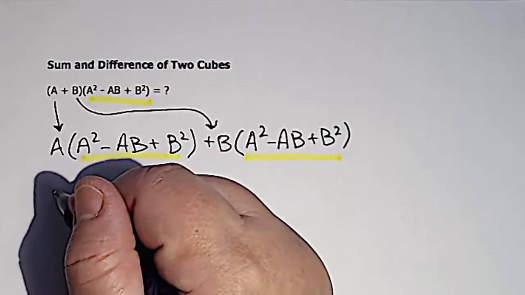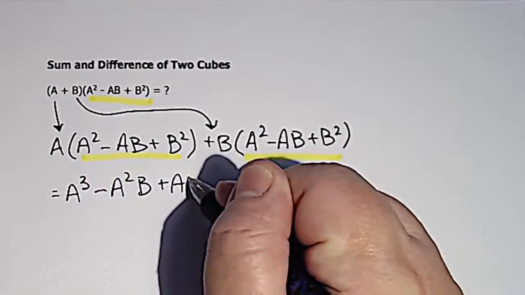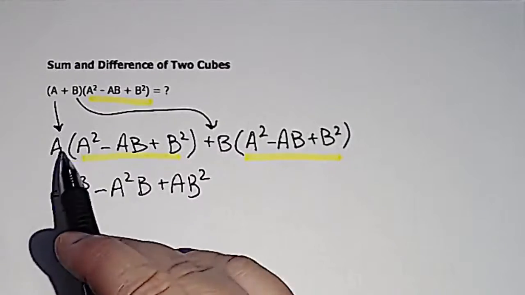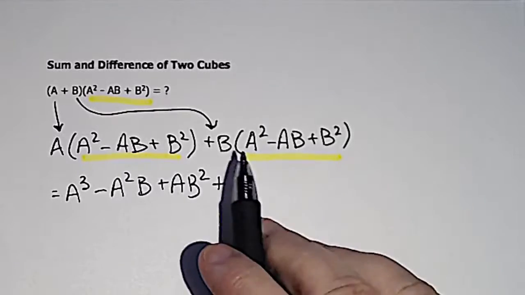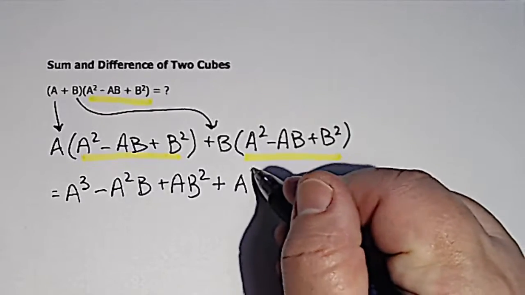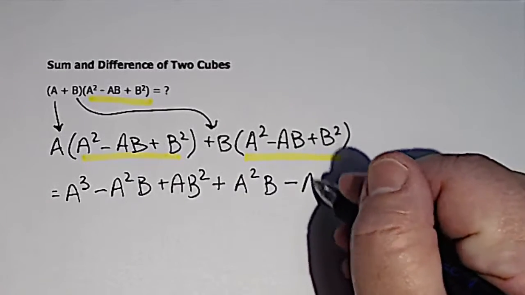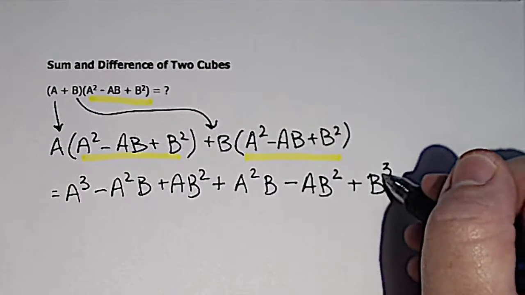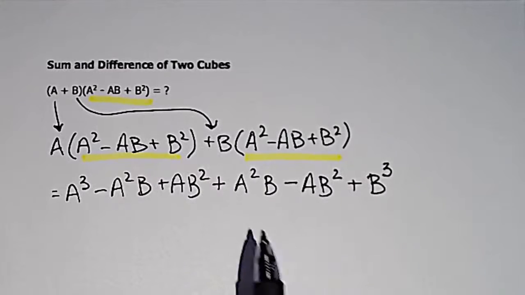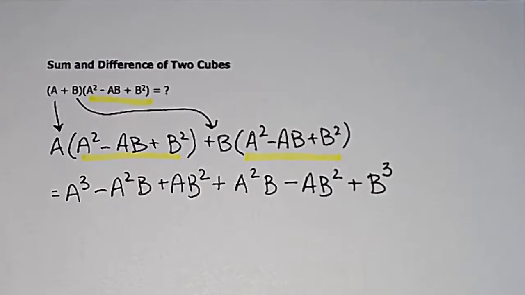So let's use the distributive property. I'm going to get a cubed minus a squared b plus ab squared. That's from the a going through all three of those. And then let's let the b go through. Now, ba squared, I'm going to write as a squared b. b times ab is minus ab squared, and b times b squared is b cubed. This is actually pretty cool, because of what ends up happening.